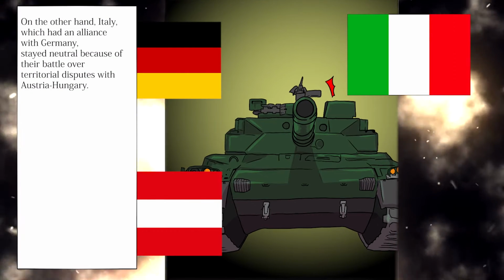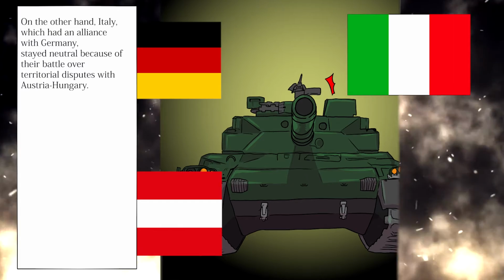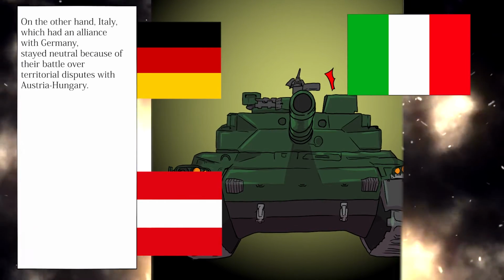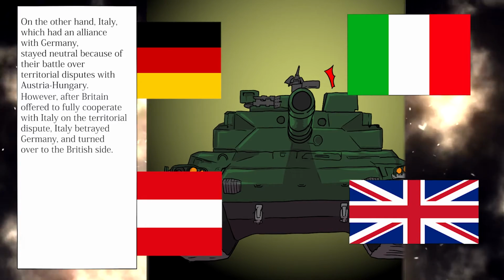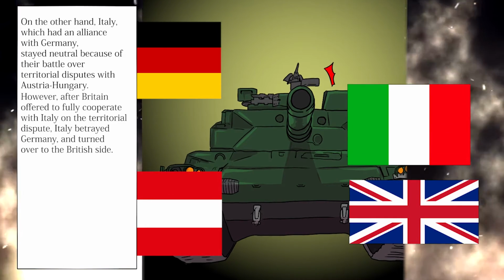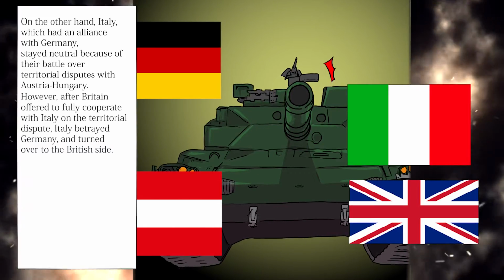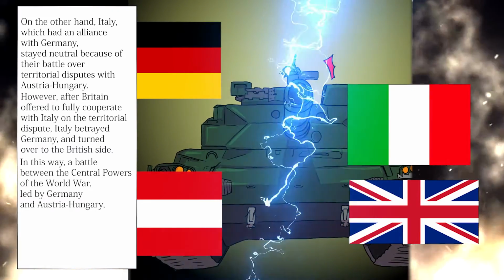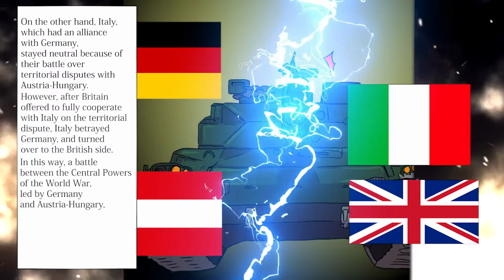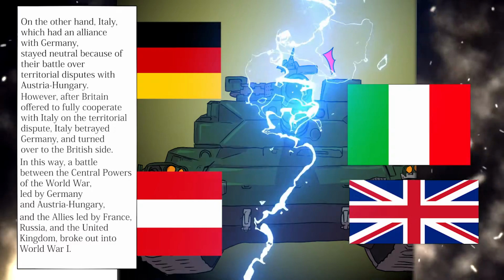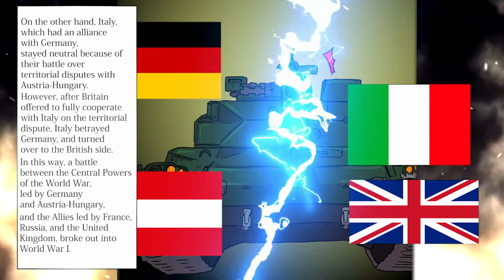On the other hand, Italy, which had an alliance with Germany, stayed neutral because of their battle over territorial disputes with Austria-Hungary. However, after Britain offered to fully cooperate with Italy on the territorial dispute, Italy betrayed Germany and turned over to the British side. In this way, a battle between the Central Powers, led by Germany and Austria-Hungary, and the Allies, led by France, Russia, and the United Kingdom, broke out into World War I.